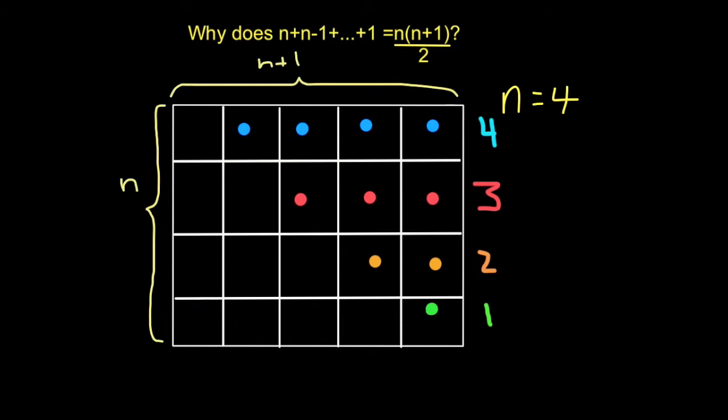So if this is an n by n plus 1 grid, and half of the cells have been filled with tallies or comparisons, then we know that the partial sum of n plus n minus 1 all the way down to 1 is going to be n by n plus 1 divided by 2, because half of the grid cells are filled. Now here we had n equal to 4, but I think you can see inductively that this sort of reasoning will work for any whole number positive value of n.